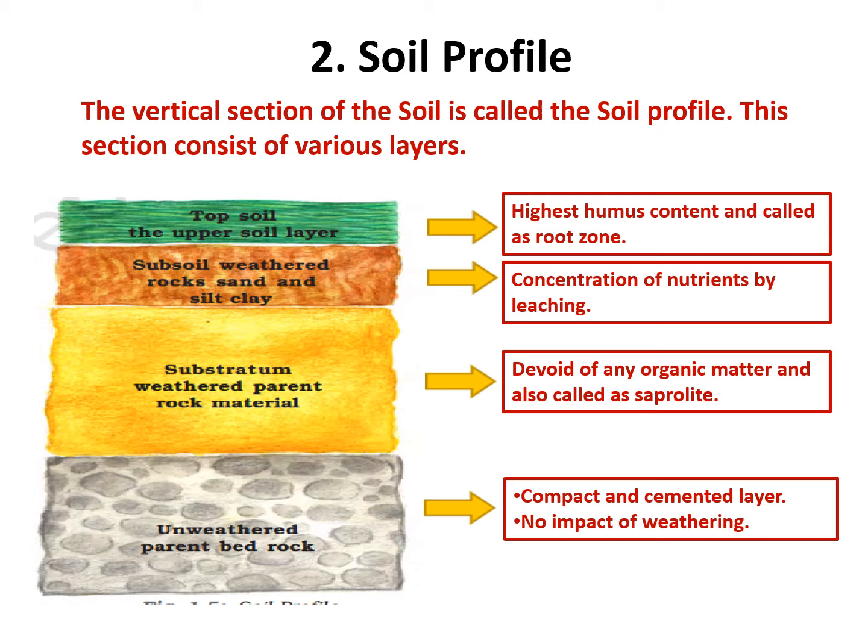The first or the topmost layer is the topsoil, which has the highest humus content and is called the root zone. The second layer is the subsoil, weathered rock, sand and silty clay, which consists of concentration of nutrients by leaching. The third layer, the substratum, weathered parent rock material, is devoid of any organic matter and is also called saprolite. And the last layer, which is unweathered parent bedrock, is a compact and cemented layer and has no impact of weathering.